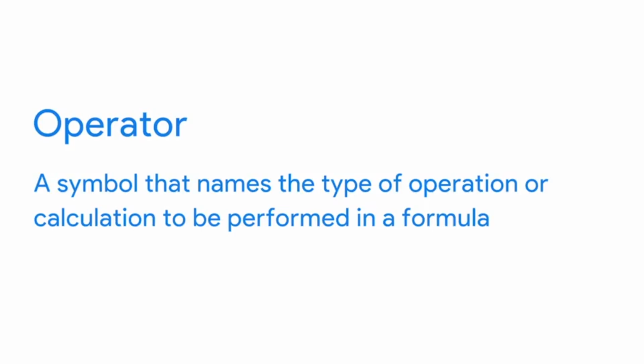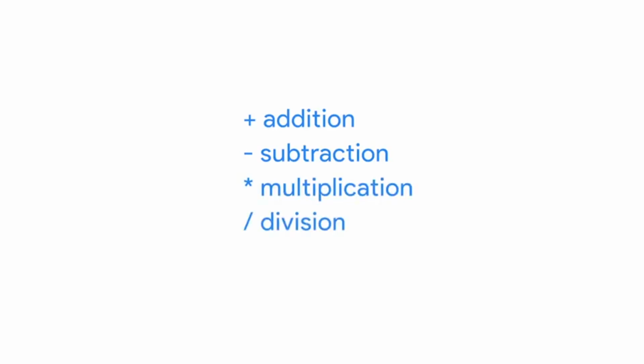Let's look at the arithmetic operators that are used in both spreadsheets and SQL. An operator is a symbol that names the type of operation or calculation to be performed in a formula. As you learned earlier, the four basic arithmetic operators in spreadsheet formulas are the plus sign for addition, the minus or hyphen for subtraction, the asterisk for multiplication, and the / for division. These same operators calculate data in the same way when writing queries in SQL.